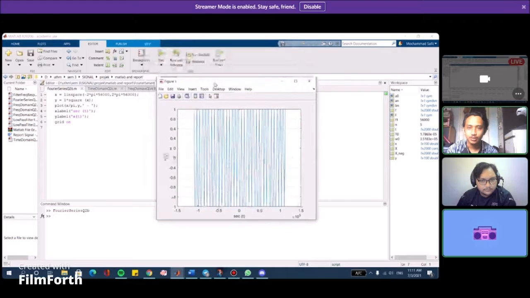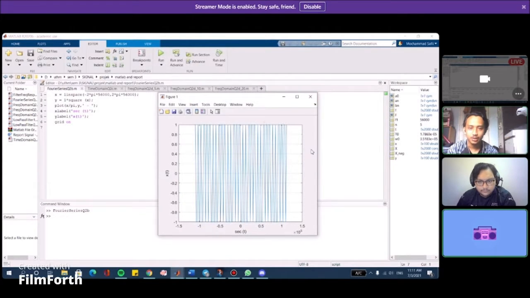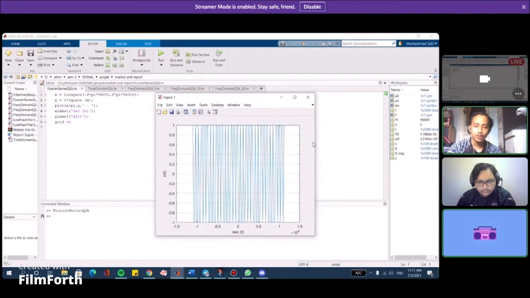When we run, this is our base graph for constructing the signal, time domain, and frequency domain, which will be constructed using the parameters that we have calculated.